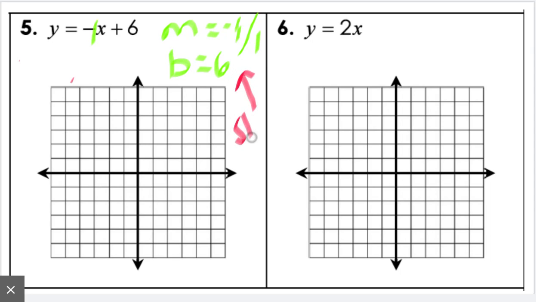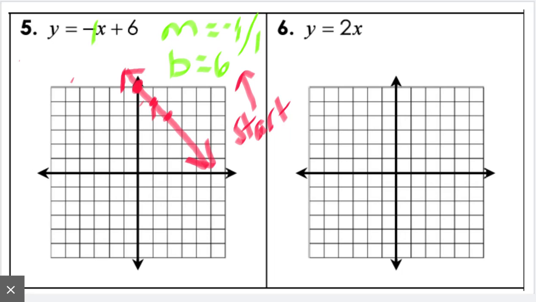Now we always start at the y-intercept. So we're going to put a point here. Now we're going to use our slope to find another point. So we're going to go down 1, over 1. We go here. Down 1, over 1. You go here. And then you just draw a line through those points.